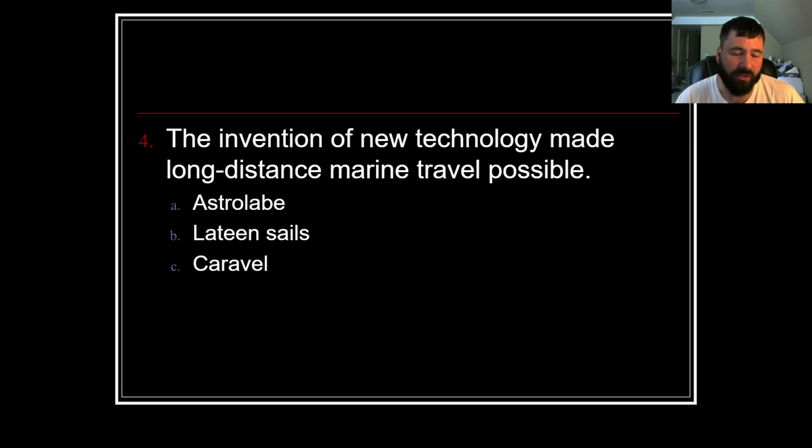Lateen sails are sails that help you not only sail typical sails, like if you just put up a sail on a boat, you're only going to sail in one direction, and that's the direction that the wind is blowing. But lateen sails are sails that help you sail across the wind, okay? And then the caravel was a new type of ship with a shallow hull that allowed ships to sail into narrow inlets and help them explore.